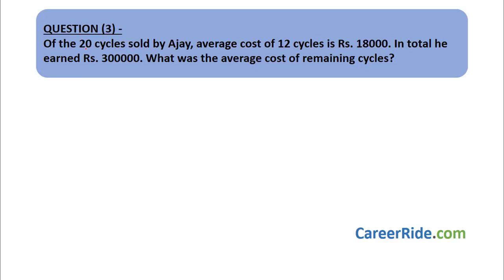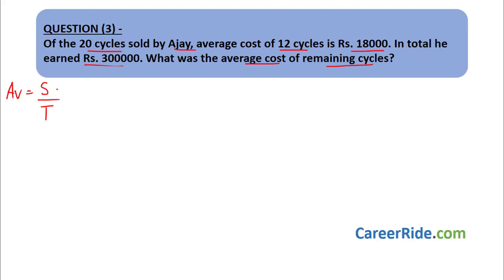Question number 3. Of the 20 cycles sold by Ajay, the average cost of 12 cycles is rupees 18,000. In total, he earned rupees 3 lakhs. What was the average cost of the remaining cycles? Now over here, we know this is an average, which is nothing but sum upon total. Now we know the total, that Ajay sold 20 cycles, right? So we know the total as 20.